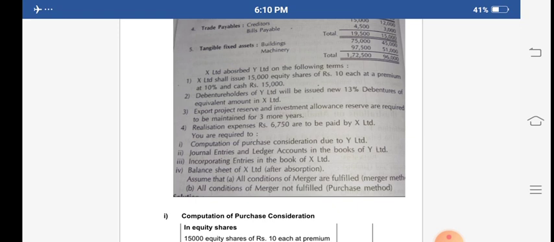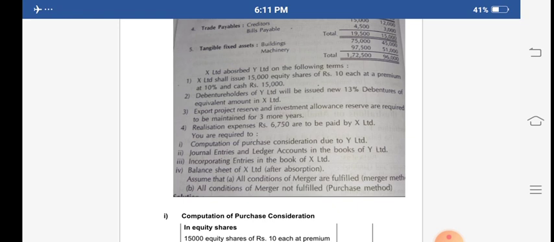Assume that you have one question in front of you. Is this problem on amalgamation in the nature of purchase or in the nature of merger? You may be getting confused, but here it is clear. Why? Because it is mentioned here that, first, all conditions of merger are fulfilled. So you can assume in this problem that all 5 conditions for the merger purpose are fulfilled, and you have to solve it on the merger method.